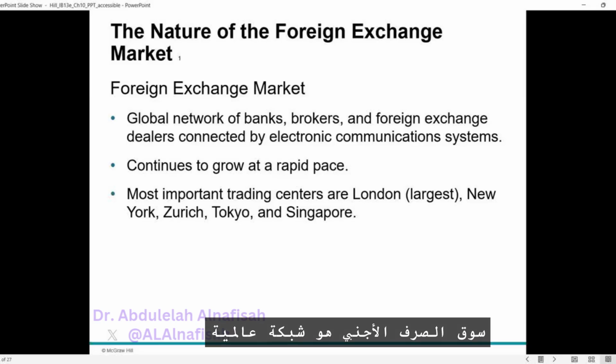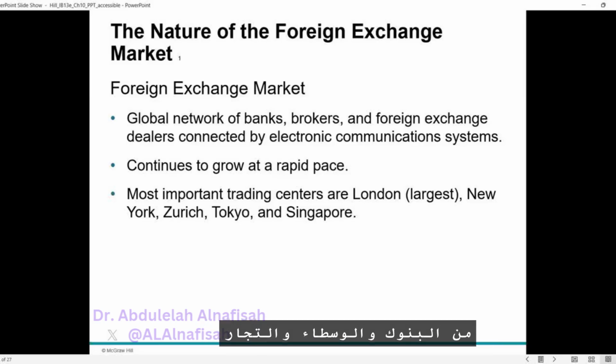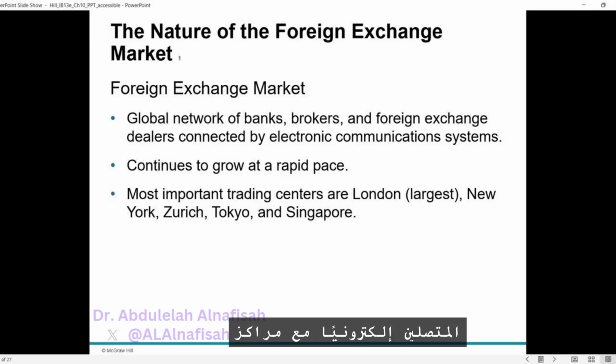The foreign exchange market is a global network of banks, brokers, and dealers connected electronically, with key trading centers in London, New York, Zurich, Tokyo, and Singapore.